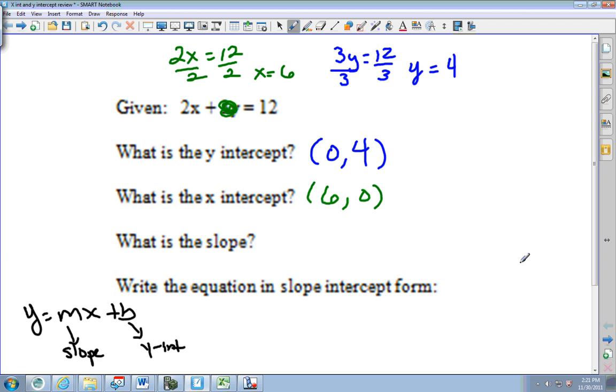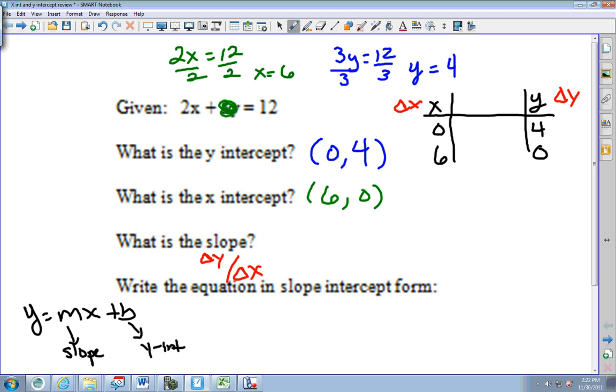Now, to find your slope, you can do it 2 different ways. I'll start with this way. I'll do this problem with a table, and the next one maybe with a graph. But I'm going to put (0, 4) and (6, 0). Remember, x then y. To find the slope, I'm going to do delta y divided by delta x. The change in y, remember slope is change in y over the change in x. To go from 4 to 0, that's minus 4. To go from 0 to 6 is plus 6. Delta y over delta x is negative 4 over 6.